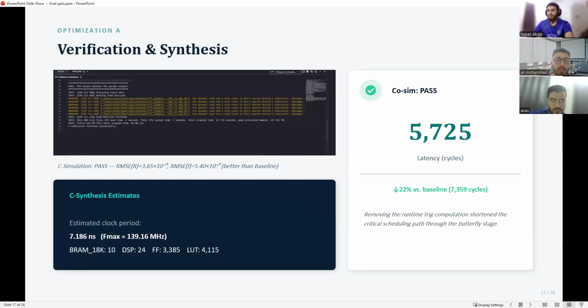Okay, so for this slide, after applying the lookup table optimization, we compared the results with the baseline design. The FFT output remained correct, while the hardware became more efficient because unnecessary calculations were removed. This optimization improved performance without affecting the accuracy of the FFT.